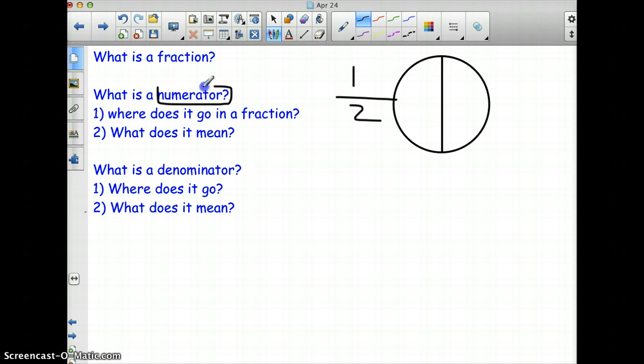So, first question we have is: what is a numerator? Well, a numerator tells us the number of pieces that we're talking about. So if I said what fraction is shaded, we could see right here that 1 out of the 2 halves are shaded. So that's the numerator. Where does it go in a fraction? It goes right here on the top. Okay, so the numerator goes on top, and it means how many pieces we're talking about.